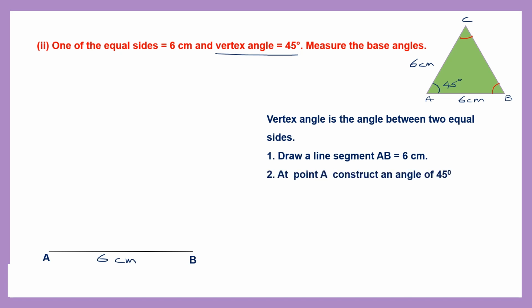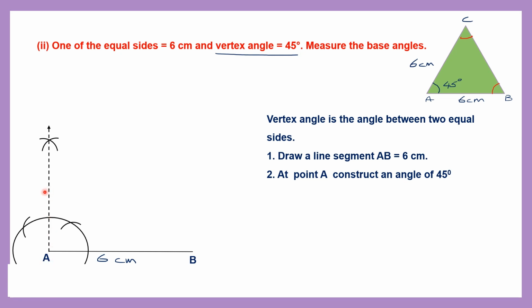Then at point A, construct an angle of 45 degrees. Here we're going to construct an angle of 45. Follow all the steps: first 90 degrees, then bisect it. Draw the main arc, keeping your compass here, first arc, keeping your compass there, second arc. Now keeping the compass here and here, draw two arcs straight up, 1 and 2. Now you have a point, join it to A.